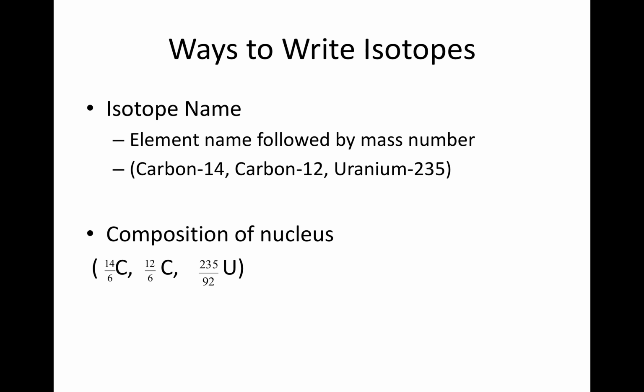So there are a couple different ways that you can write isotopes. One really easy way is to just write the name of the element followed by the mass number. So carbon 14, carbon 12, uranium 235. And then we can also write it by composition of the nucleus. We write the element symbol from the periodic table, and at the top in superscript goes the mass number, and on the bottom goes the number of protons.